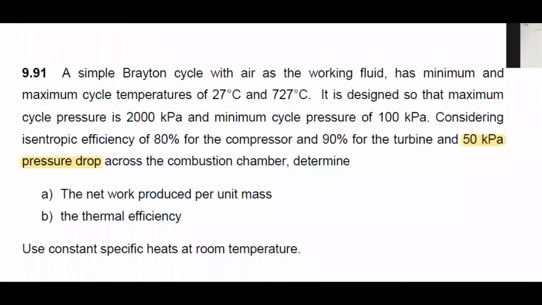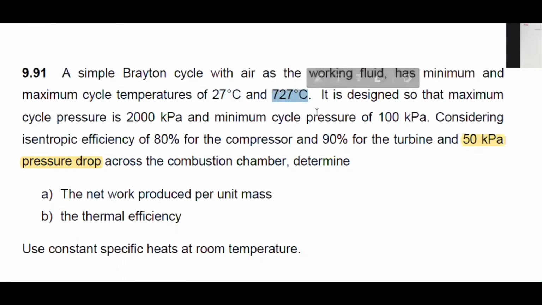Problem 9.91 from week 9. So, a simple Brayton cycle. The first thing that pops to mind is 2 isentropics and 2 isobarics, right? 1 isentropic compression, 1 isentropic expansion, 1 isobaric heat addition, 1 isobaric heat rejection. Using air, we can go to table A17.